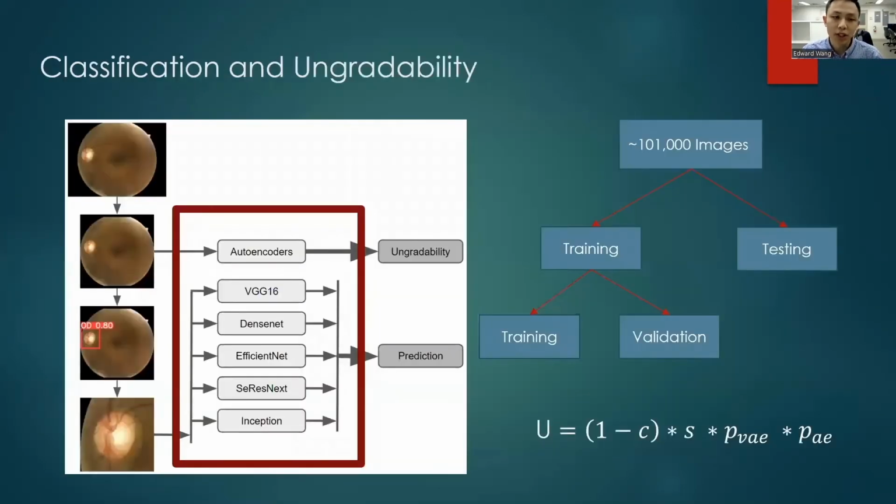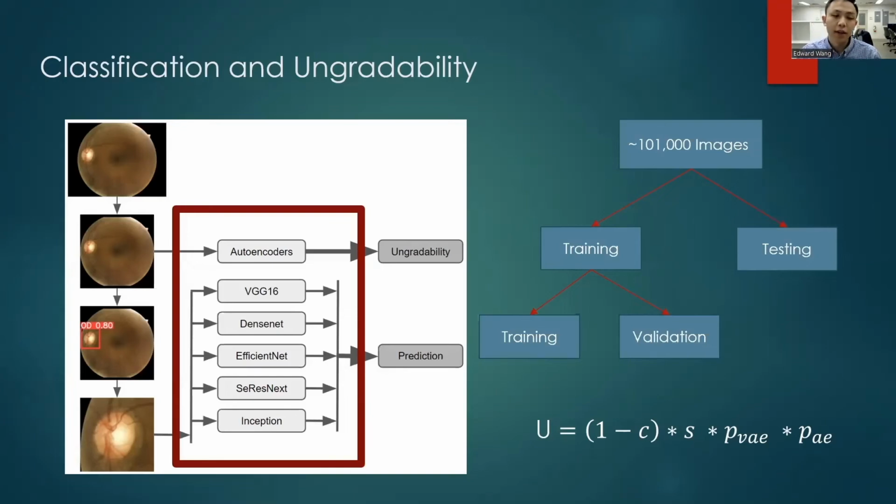When it comes to the actual machine learning, we divided our 101,442 images into a training set and a testing set: 95% of the images for training and 5% for testing. Out of that training set, we needed to do hyperparameter tuning for all our different models, so we further divided that 95% into a further 95% for training and 5% for validation.